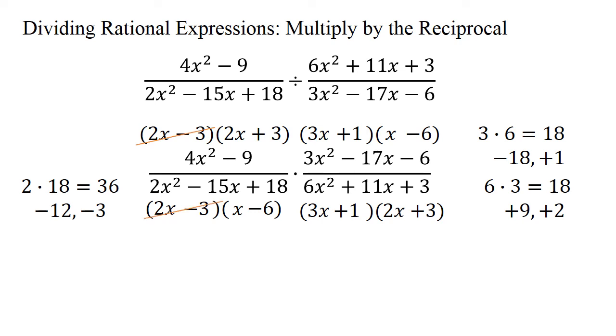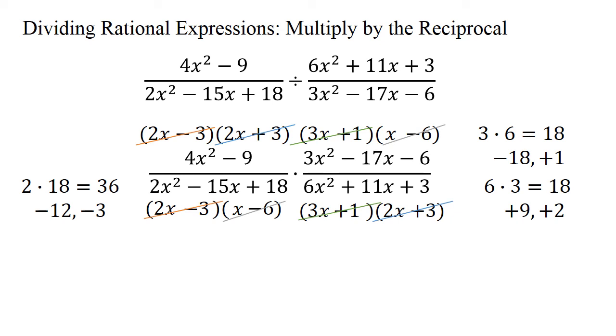We got 2x minus 3 on top, 2x minus 3 on the bottom. Those cancel each other out. We got a 2x plus 3 on top and a 2x plus 3 on the bottom. We got an x minus 6 on the bottom and an x minus 6 on top. And we got a 3x plus 1 and 3x plus 1. Well, okay, that's interesting. Everybody crossed off.